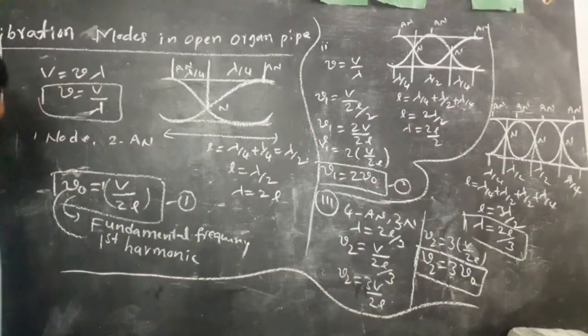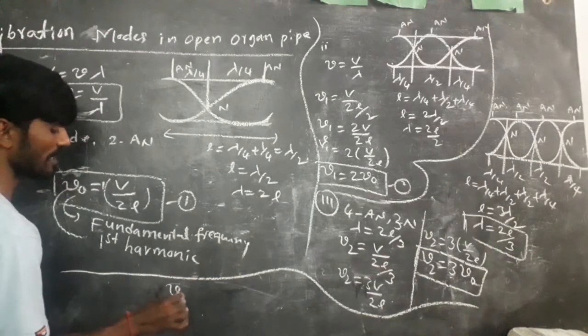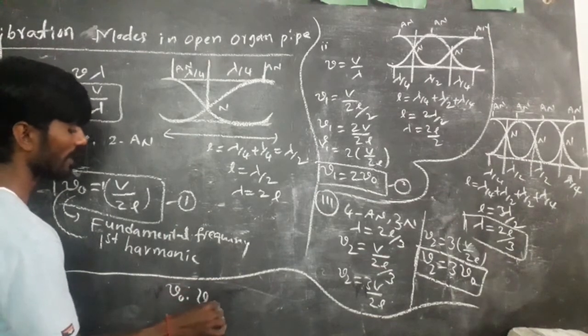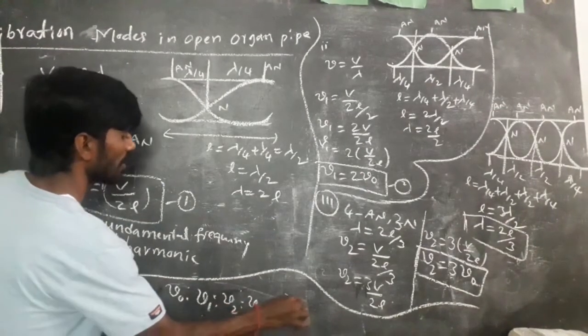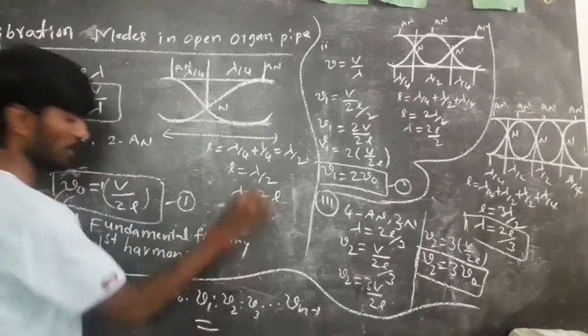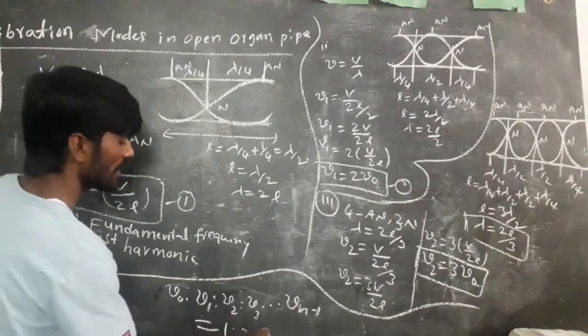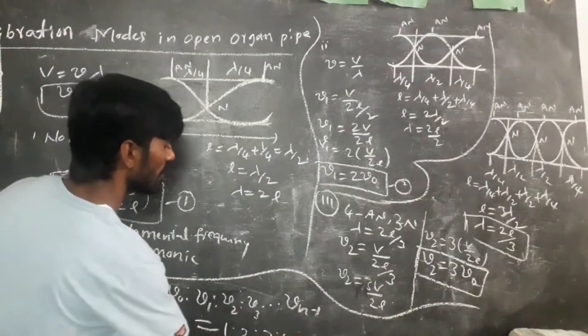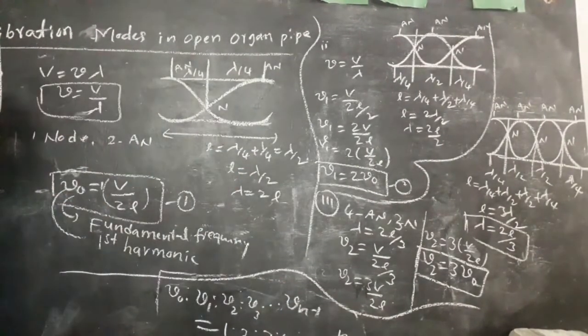In an open organ pipe, the frequency ratios ν0 : ν1 : ν2 : ν3 : ... : νn−1 look like 1 : 2 : 3 : 4 : ... up to n. So how do we get that?